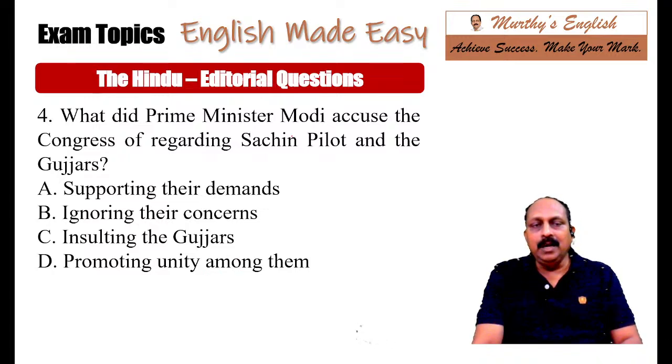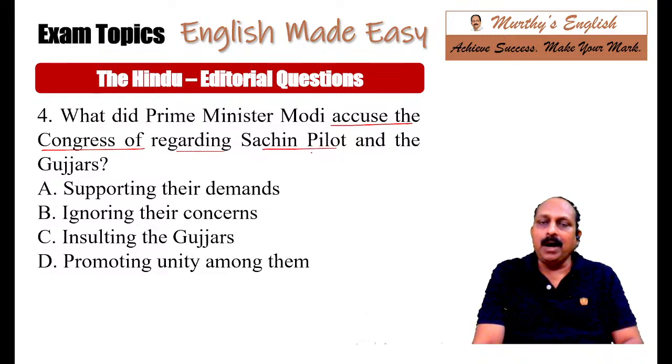What did Prime Minister Modi accuse the Congress of regarding Sachin Pilot and the Gujars? Accuse the Congress of... who accused the Prime Minister and accused the Congress of regarding Sachin Pilot and the Gujars? Supporting their demands, ignoring their concerns, insulting the Gujars, promoting unity among them. Fourth one is C. He accused, saying that Gujars were insulted by the Congress. Very good, within no time.